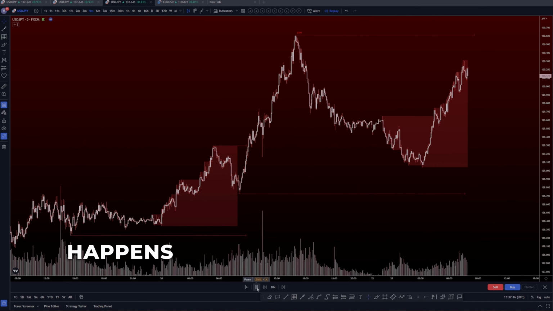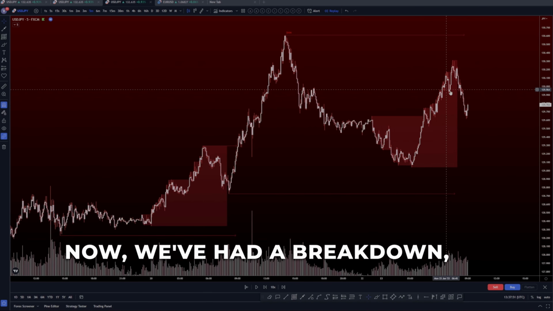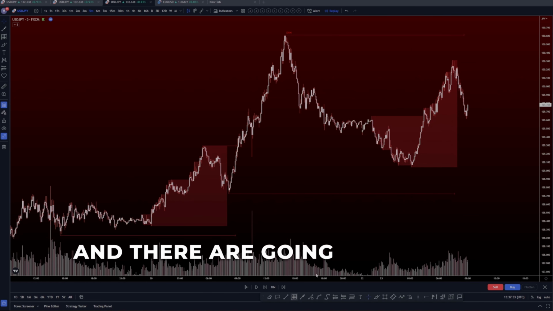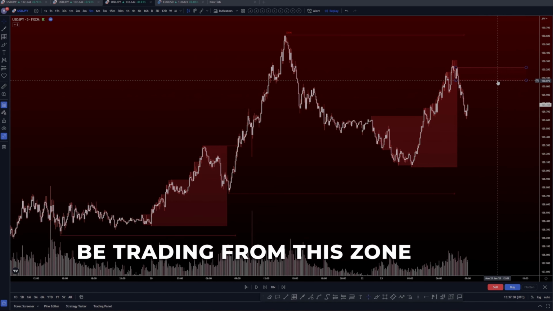So we're going to see what happens now during the London Open. Now, we've had a breakdown, an order flow reversal, and there are going to be many traders, as this is the London Open, that are going to be trading from this zone that appears.